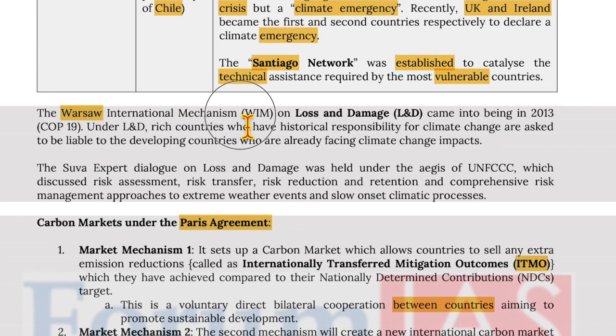Now, the Warsaw International Mechanism on Loss and Damage came into being in 2013. So that is COP19. Under loss and damage, rich countries who have historical responsibility for climate change are asked to be liable to the developing countries who are already facing climate change impact. The Suva Expert Dialogue on Loss and Damage was held under the aegis of UNFCCC, which discussed risk assessment, risk transfer, risk reduction and retention, and comprehensive risk management approaches to extreme weather events and slow onset climatic processes.